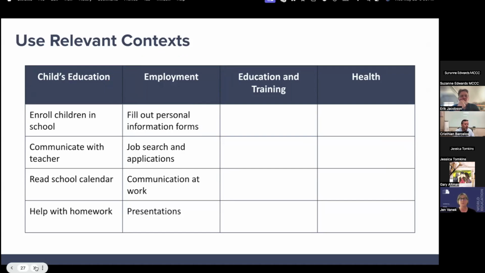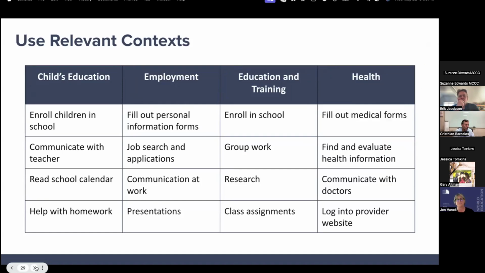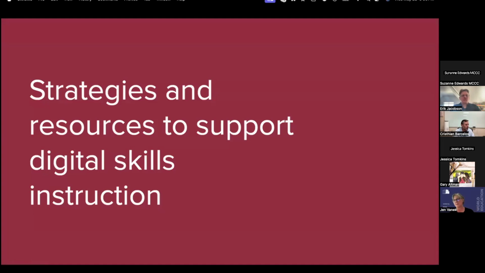The same is true for employment. What are they using for filling out forms, doing job search and job applications, communicating at work, or doing presentations? Ask them and then bring those technologies into the classroom. Same is true for education and training, how they're enrolling in school, doing group work, doing research, completing class assignments, and in health, how are they filling out forms, finding and evaluating health information, communicating with doctors, or logging into a provider website? It's all right in front of you if you just ask your learners. And then you have a great set of technologies that you could consider integrating into the work that you're doing in the classroom.